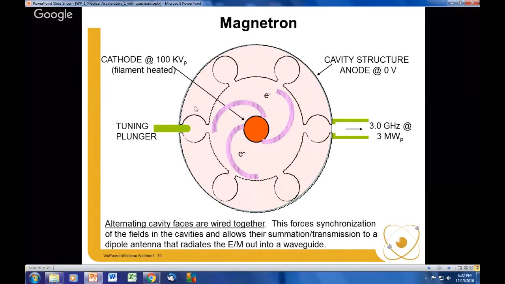One interesting feature of this is that by changing the size of one cavity, we can effectively change the resonant frequency of the entire structure. And so if we wish to operate this device at a different frequency, we just need to run a plunger into one of these cavities and the frequency will change. We're changing the resonant frequency of this cavity by changing its size. Therefore, we're changing the operating frequency of this device.